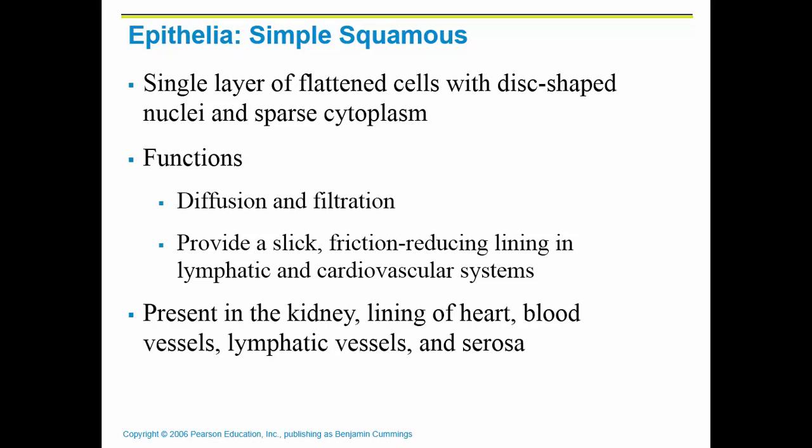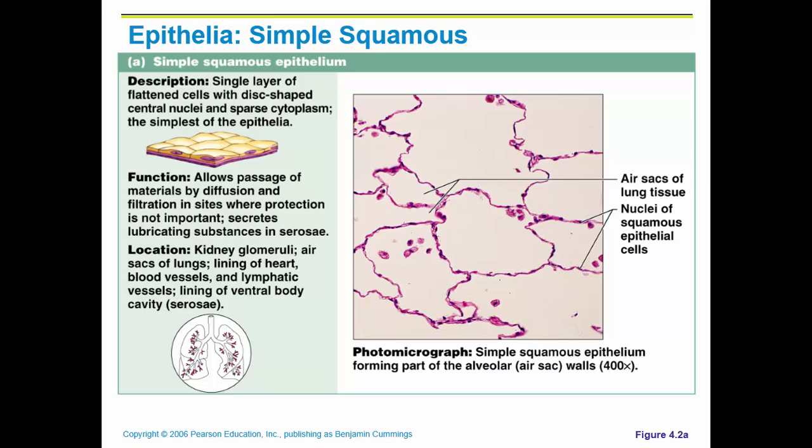Filtration is where things are forced across the membrane with pressure. They also provide a slick friction reducing lining, and you'll find them in a lot of different places in your body, in your kidney, lining of the heart, blood vessels, etc. This is a picture of the simple squamous tissue. We are going to be looking at all of these underneath the microscope, and I will kind of explain what you are looking at next time in class.